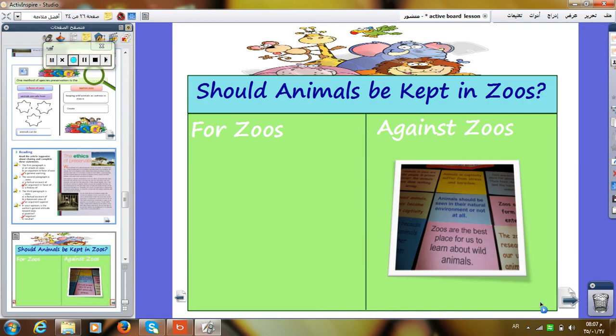The next strategy used here is called the two-column method. Teacher gives strips of arguments about zoos, as you can see here. I give them strips of arguments about zoos to each group and ask them to read the arguments. Teacher writes the headings for zoos or against zoos on the board and invites students to come up and write their ideas under the correct headings. So students are going to distribute the strips under for zoos or against zoos.